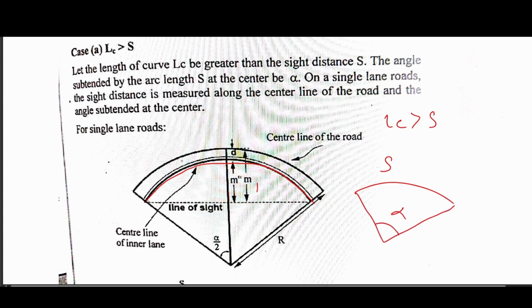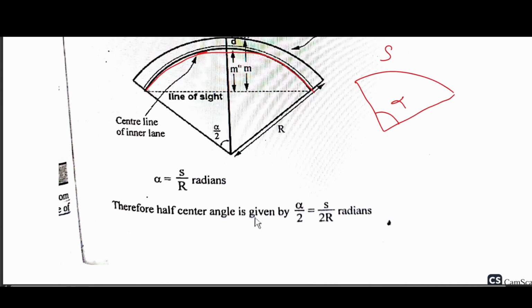I'm only assuming a single lane road, not a double lane road. This is the distance, and the value m is known as the setback distance. This is the center line of the road, and m will be the setback distance. So let's calculate. What is alpha? Alpha equals S by R, because this is R, the radius of the curve. Therefore, the half center angle, that means only this portion, is given by S by 2R radians.